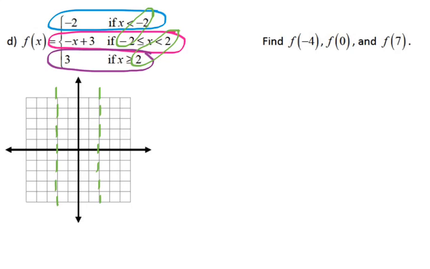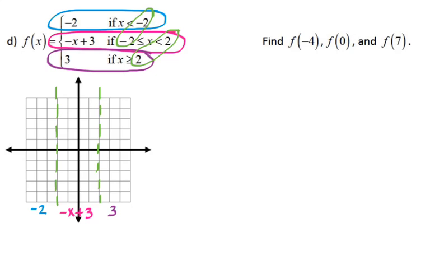Okay, so my blue one is if x is less than negative 2, so that's to the left of negative 2. So my blue function was negative 2. My pink function is in between negative 2 and positive 2, so that's this part over here. So negative x plus 3. And my purple is for greater than 2, so that's on the right-hand side of your boundary.